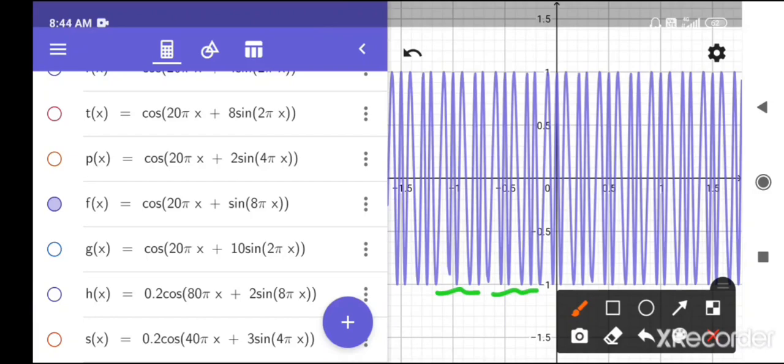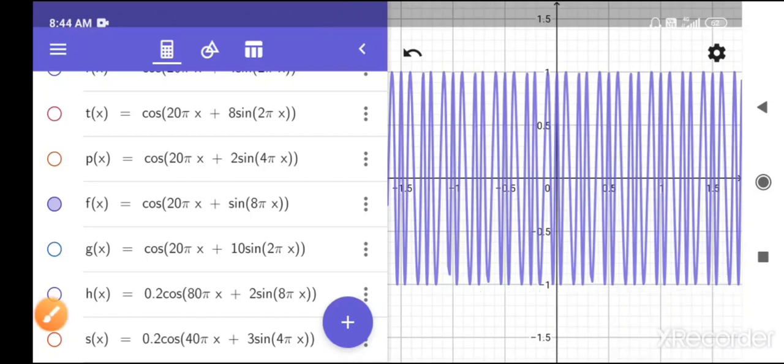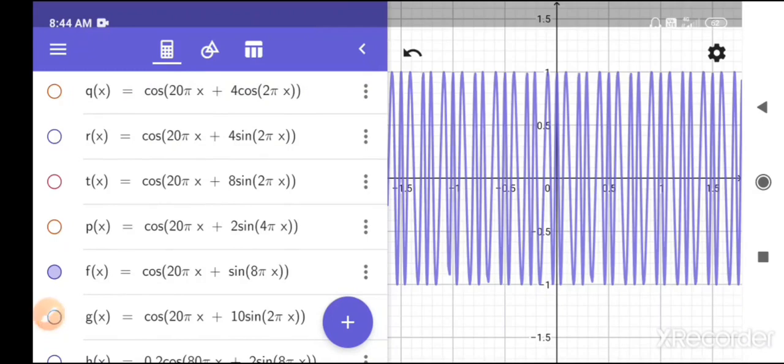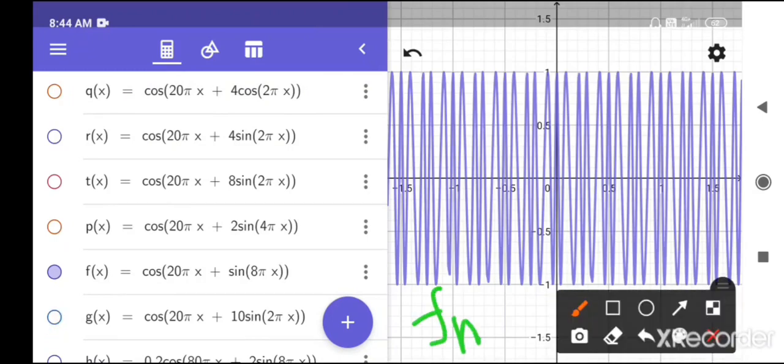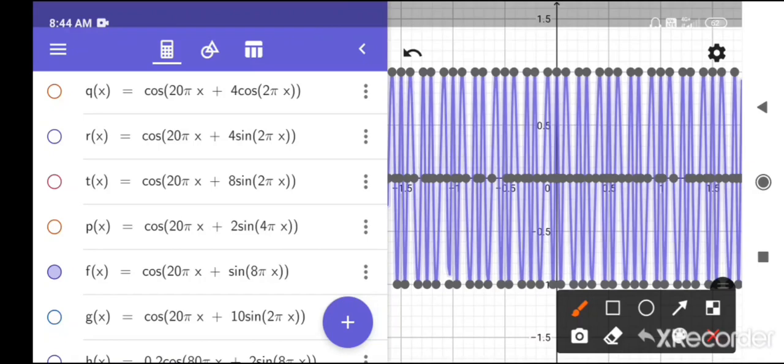Another reason for this is that before, fm was 10 times lesser than fc. That is, fc is equal to 10 times fm. So in the earlier equations we can observe this, but in this one, while changing fm, we are not changing the fc value, so the waveform looks like this.